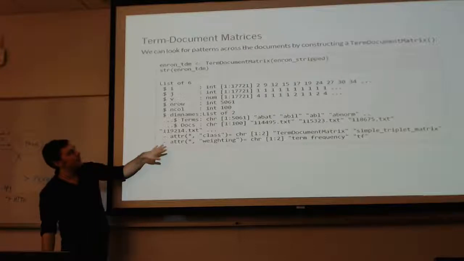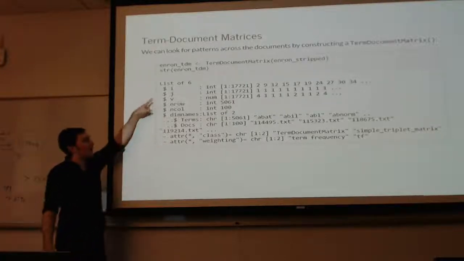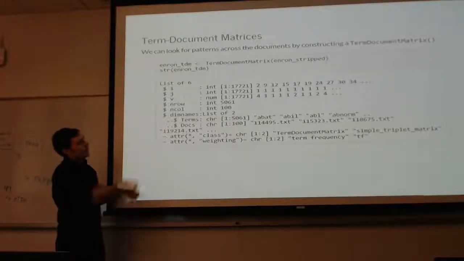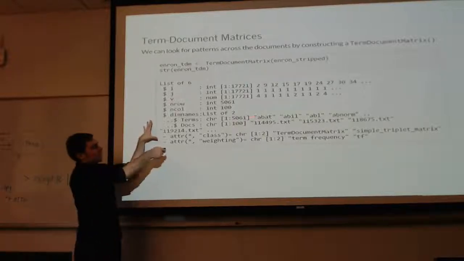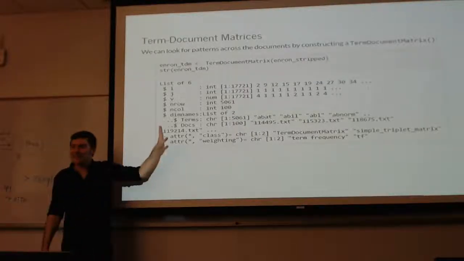This doesn't seem that useful. You can look at this and be like, what is i? What is j? What is v? The number of rows, number of columns. There's a list of terms here in documents. You're like, okay, I don't know what's going on here.